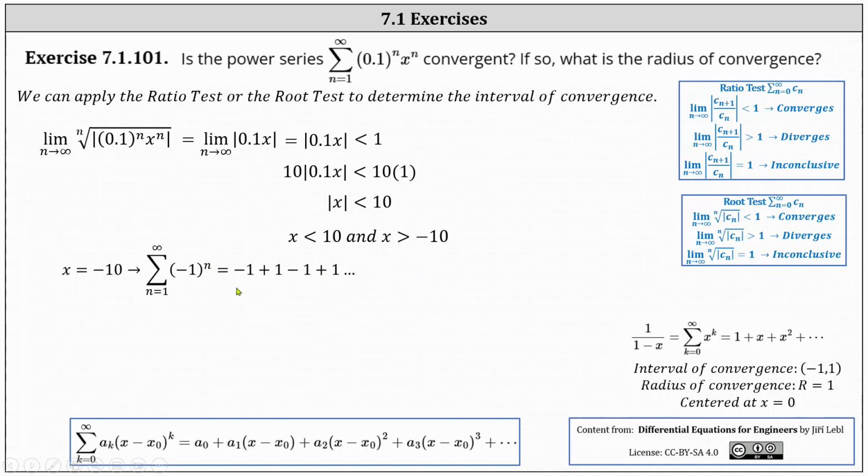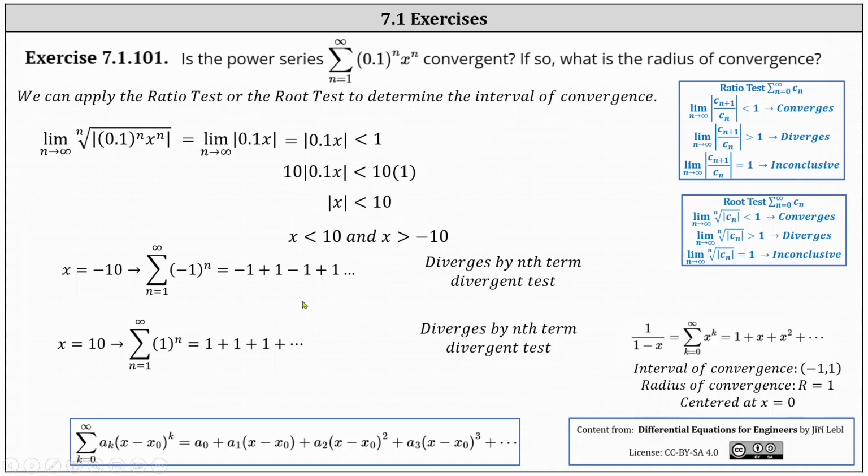We should be able to recognize, since the terms don't approach 0, by the nth term divergence test, the series diverges, and therefore the power series diverges at the endpoint of x equals negative 10. And now we test x equals 10, which gives us a sum from n equals 1 to infinity of the nth power of positive 1. And once again, this diverges by the nth term divergence test, and therefore the power series diverges at x equals 10.